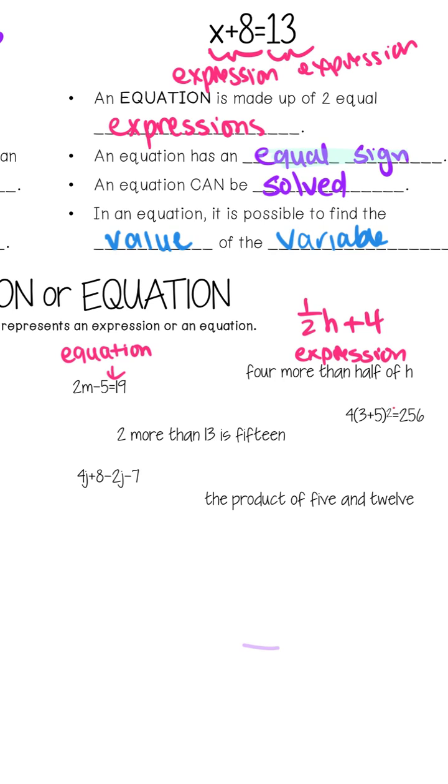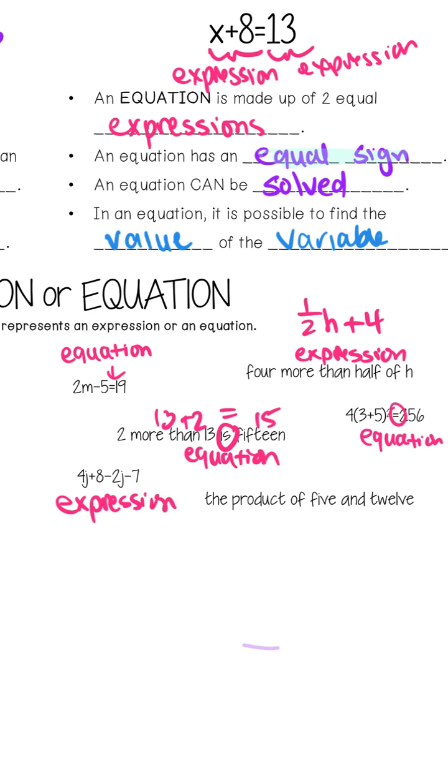This one right here, there's an equal sign, so that's an equation. 2 more than 13 is 15. "Is" means equal. So that's like 13 plus 2 is 15. That is an equation. 4j plus 8 minus 2j minus 7. No equal sign. That's an expression.